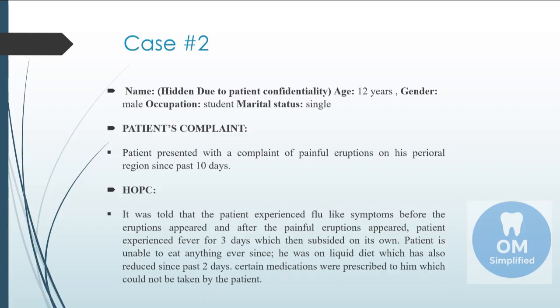So his parents reported that before the oral eruptions appeared, he had flu-like symptoms, which included fever, malaise, and sore throat. Afterwards, he developed painful vesicles and ulcers, followed by fever that lasted 3 days. Because of the pain, he was unable to eat or even drink liquids properly. So this led to weakness and dehydration of the patient.